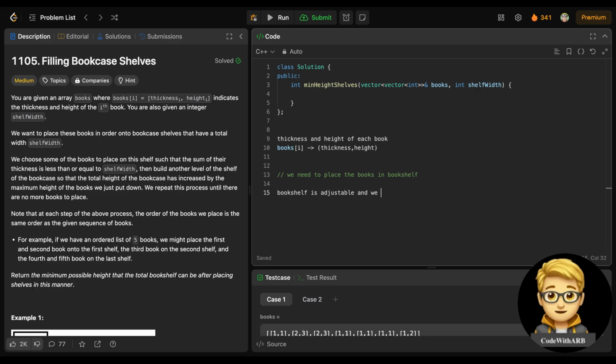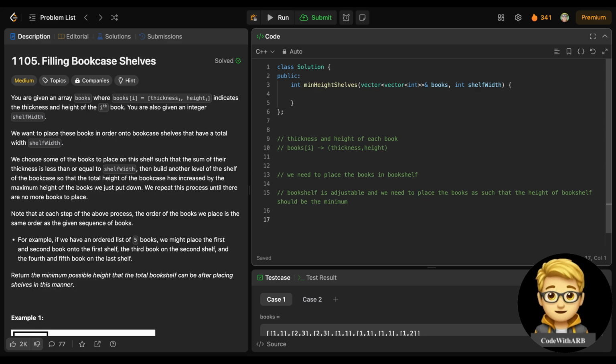We need to place the books such that the height of the bookshelf will be the minimum. That's what the question is asking. We need to place the books such that the height of the bookshelf should be minimum.